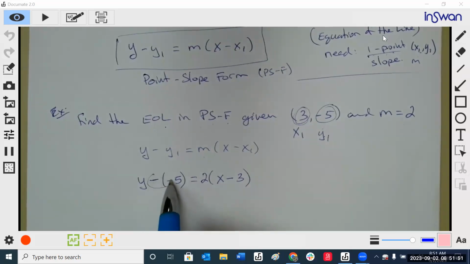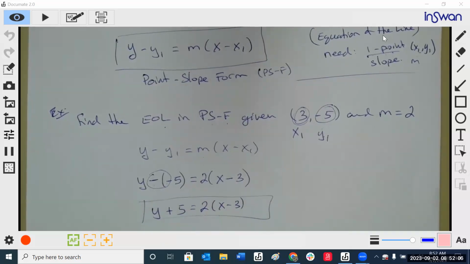Only thing we can do is, since they're opposite signs, since they're different signs, negative times negative is a positive. And there's your answer. That's all there is to it.